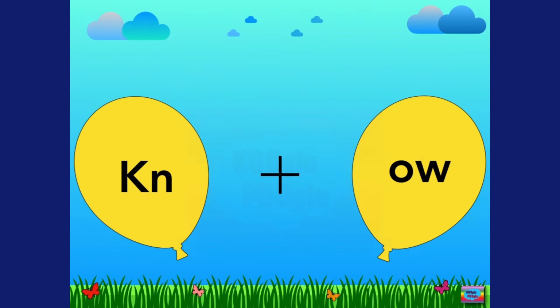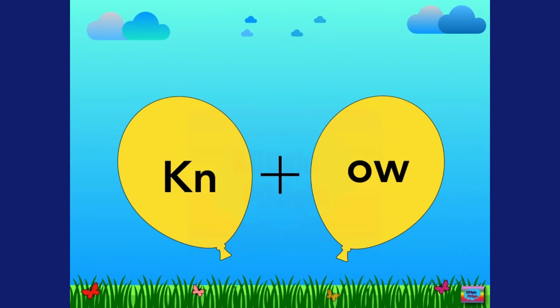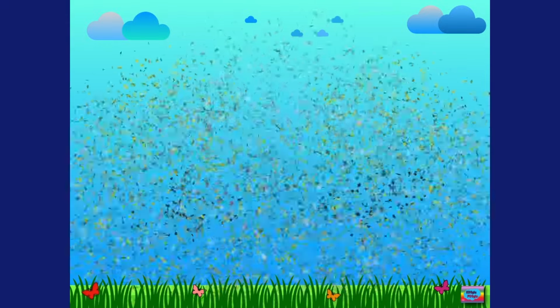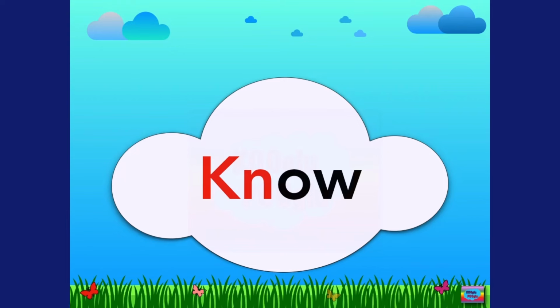N plus O. That means no. This means you have previous knowledge of something. I already know that. No.